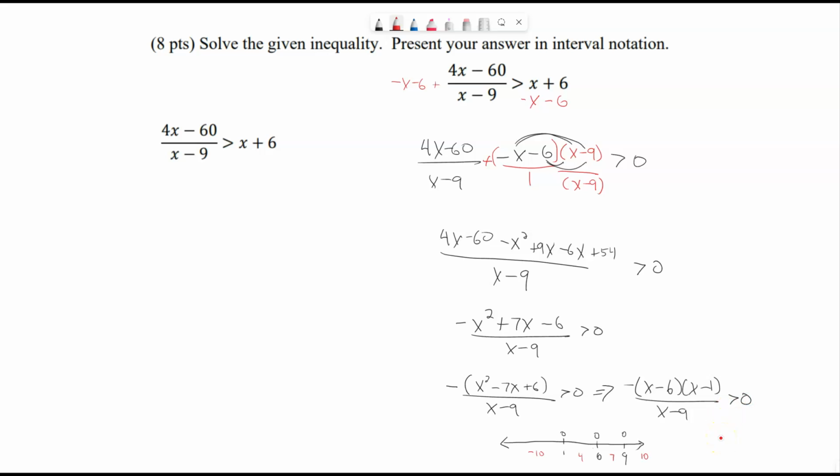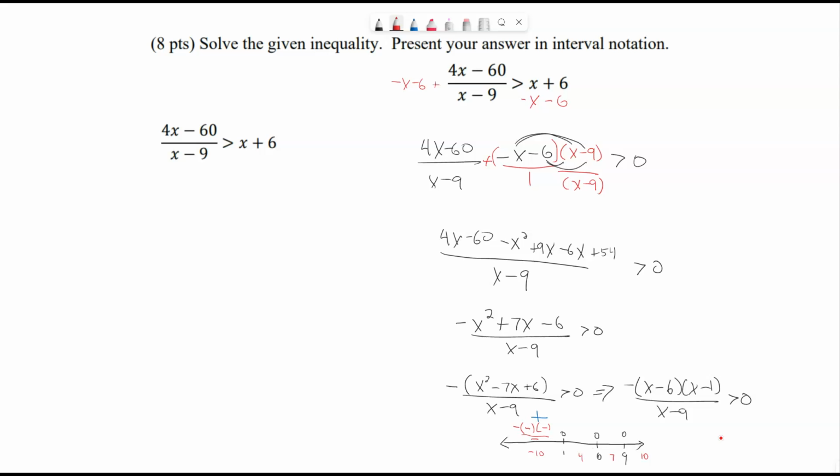So plugging in negative 10, we have the first minus out in front. Then negative 10 minus 6 is negative. And negative 10 minus 1 is negative. Divided by negative 10 minus 9 is negative. Notice we have 4 negatives. 4 negatives makes a positive. This region would evaluate to a positive number, meaning the graph is above the x-axis in this region. Similar analysis is used on each of the intervals.